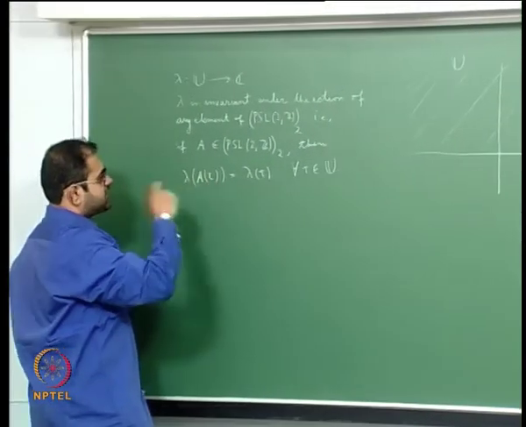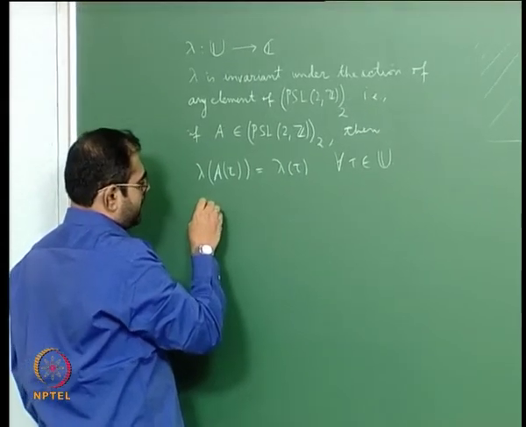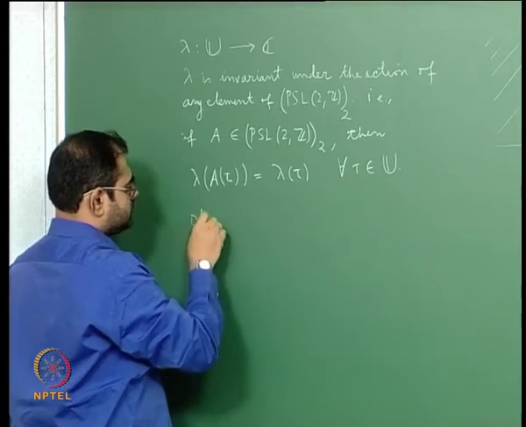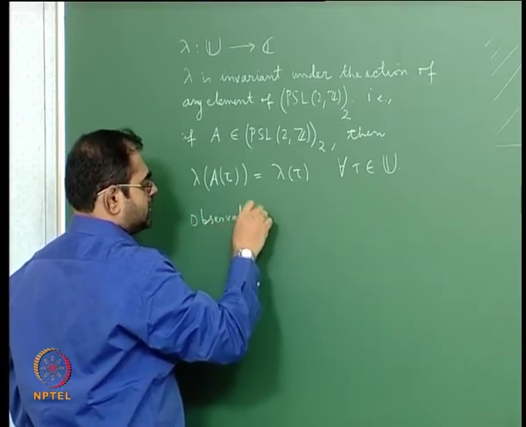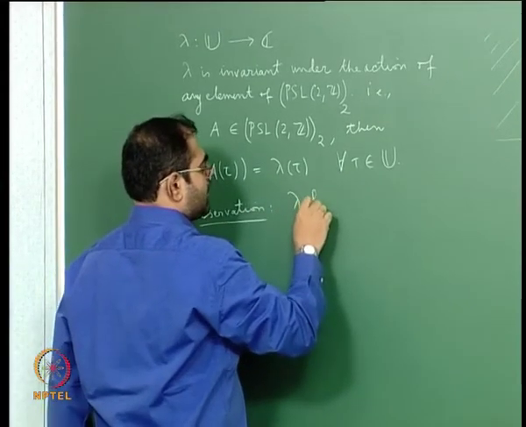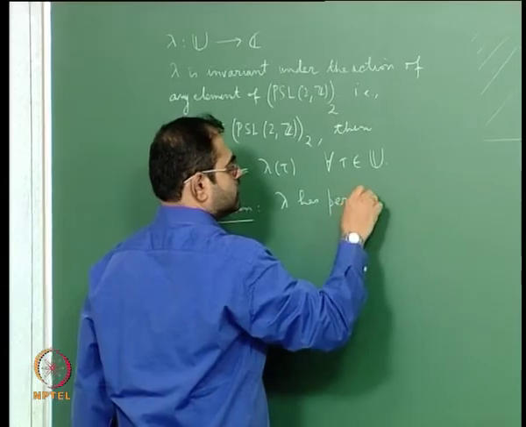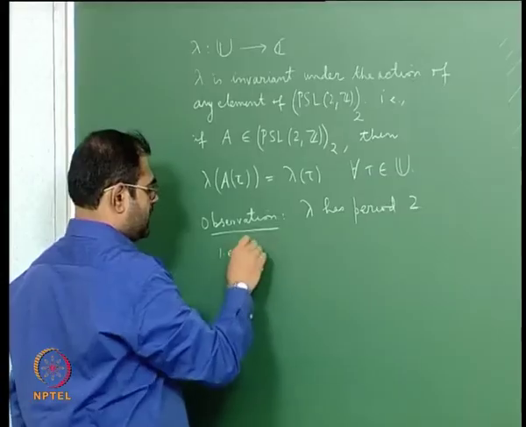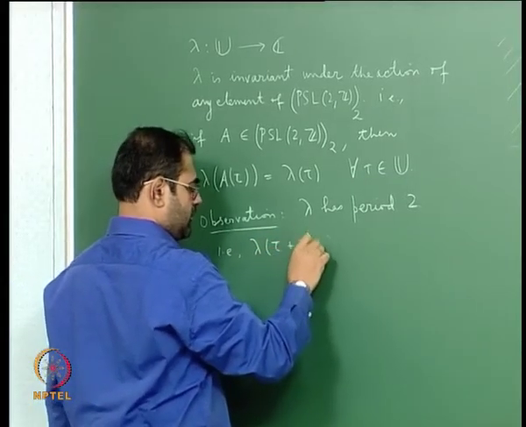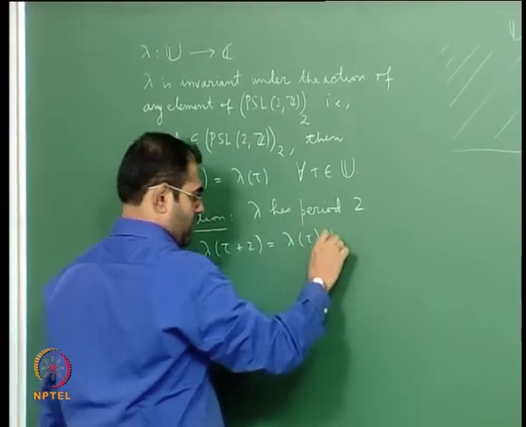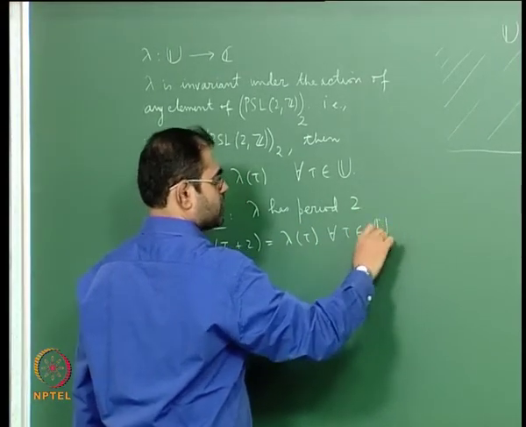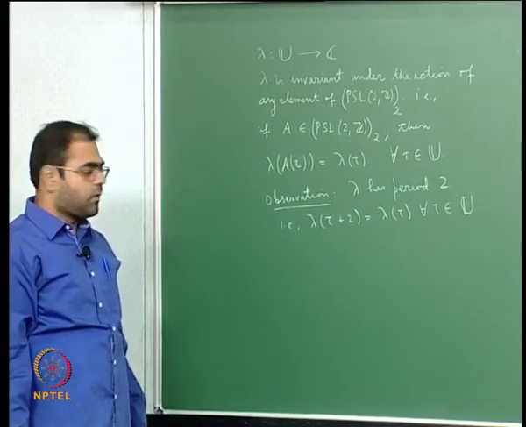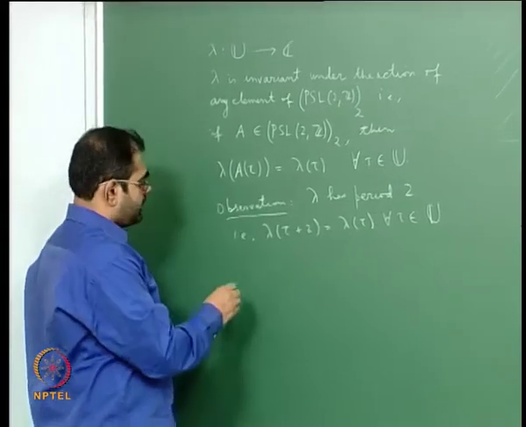The first thing I want to tell you is the first observation: lambda has period 2. That is, lambda of tau plus 2 is lambda of tau for all tau in the upper half plane. Now how does one see this? Well, there are two ways of seeing this.